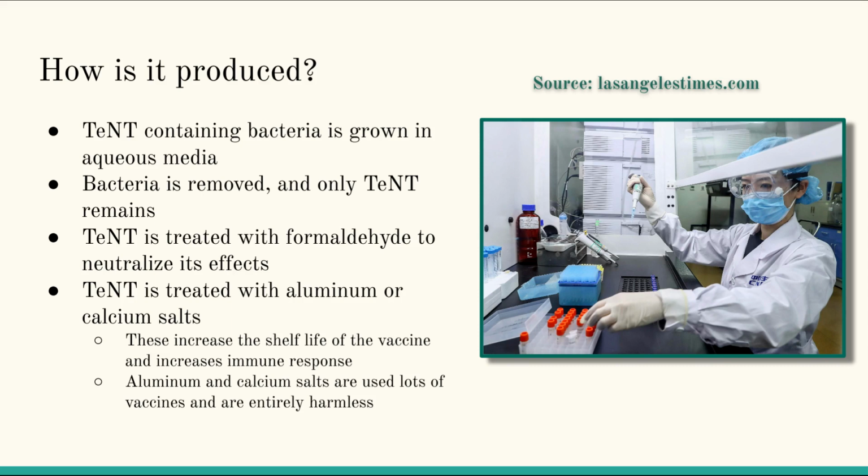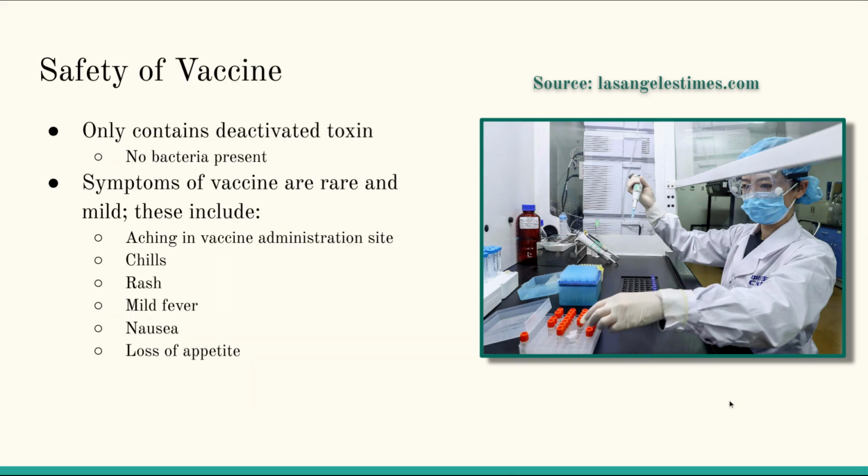Now, this toxin in its inactivated form is then treated with aluminum and calcium salts. These aluminum and calcium salts act as a sort of preservative. They increase the shelf life, and they are used in many vaccines and are proven to not be harmful. So we don't have to worry about other things being in that vaccine besides just the toxoid.